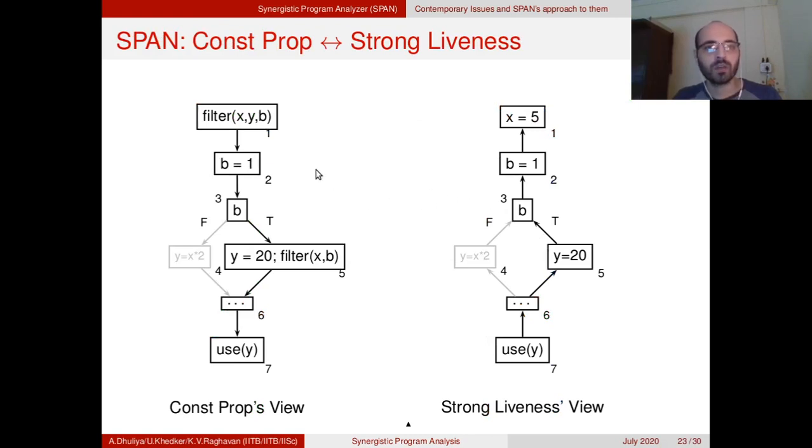For example, constant propagation and strong liveness can interact in this particular program. The false edge is removed with the help of constant propagation, and strong liveness can know that x is not live above 4. Constant propagation can eliminate some redundant data flow information because it knows x and b are not live ahead, and strong liveness can give it that information. So this is how constant propagation and strong liveness communicate.